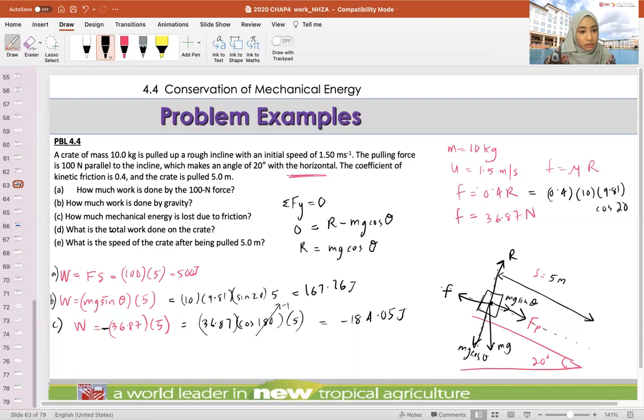Next, what is the total work done on the crate? So we add all these things that we just calculated. We had the pulling force. This is 500 joules. We had, what was it called? Gravitational force acting in the same direction as our displacement. That also contributes to the motion. Therefore, it also contributes to the work done.